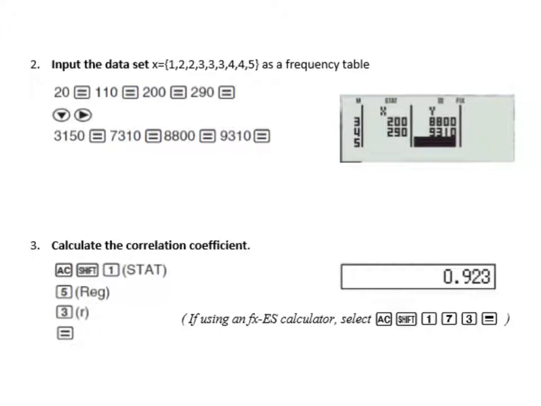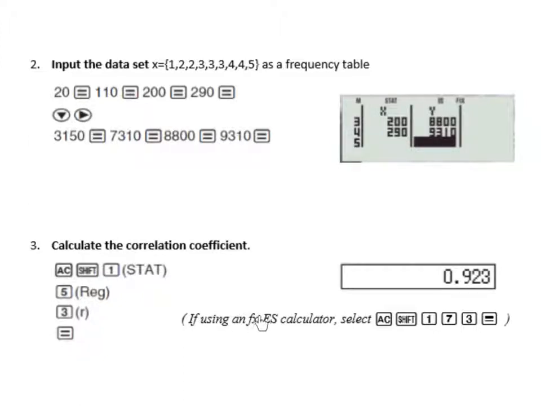Part 3, calculate the correlation coefficient. So we're trying to find r. So we press AC Shift 1, which is for stats, then 5, which is for regression, then 3, which is for r being the correlation coefficient. Then we press equals, and this should show up 0.923. So here we have r, the correlation coefficient. So we can see it's very, very close to 1, so we've got very strong positive correlation.